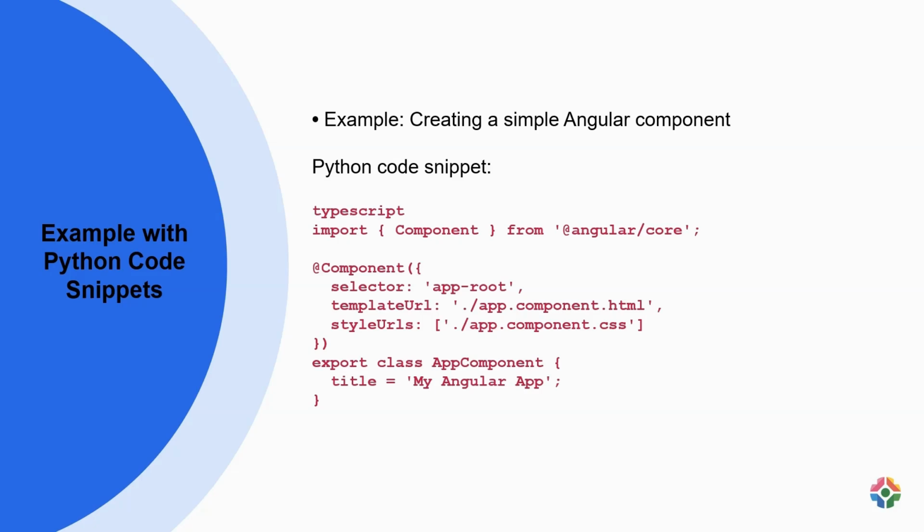It takes an object with metadata such as selector, the selector for the component, templateUrl, the path to the HTML template file, and styleUrls, an array of URLs for the style files. Lastly, create the component class and assign values to its properties. For instance, the given example imports component from Angular and uses it to create a component named app_component with a title property initialized to my Angular app.